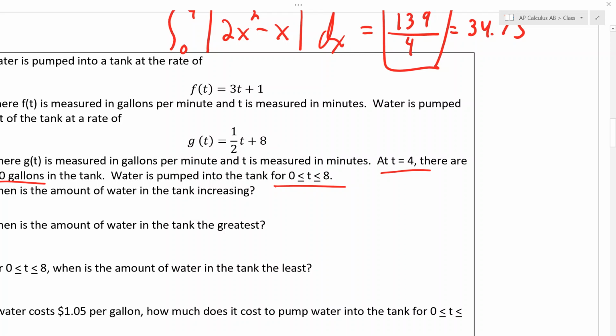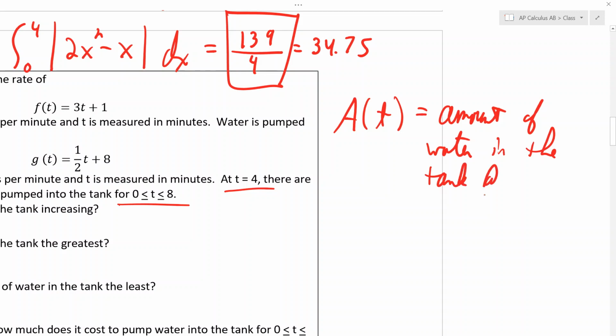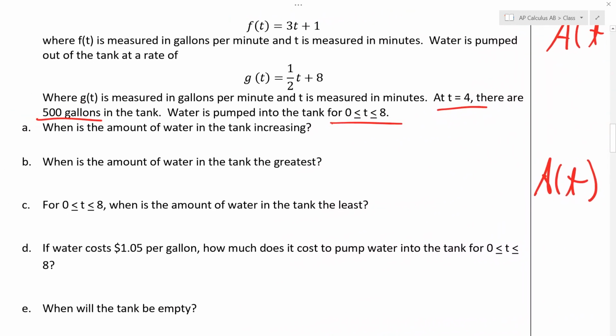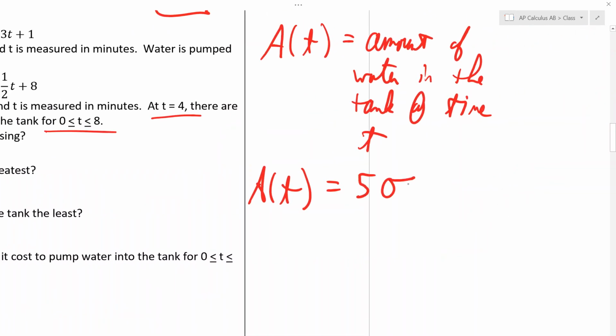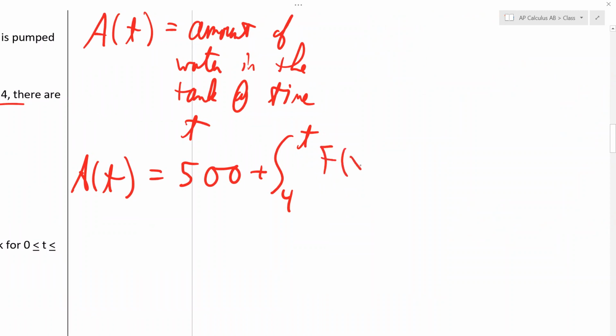So that means that if we were going to do this, the amount function is going to be the amount of water in the tank at time t, and what's it going to equal? That's the derivative. That's the rate of change. The amount's going to be the amount we know. We know there are 500 gallons at 4. Cool. And what's the rate in? This is pumped into. F is rate in. So it's F of x minus g of x dx.